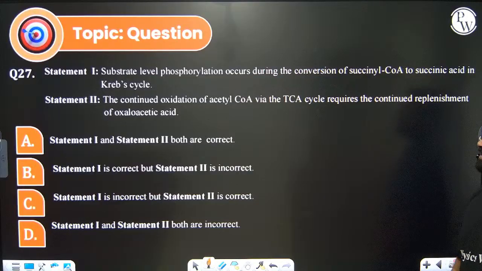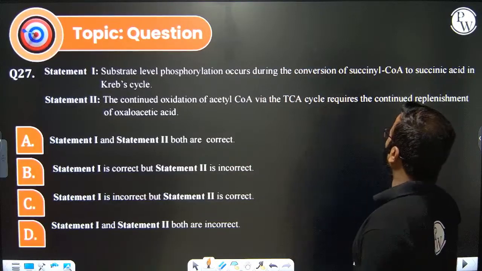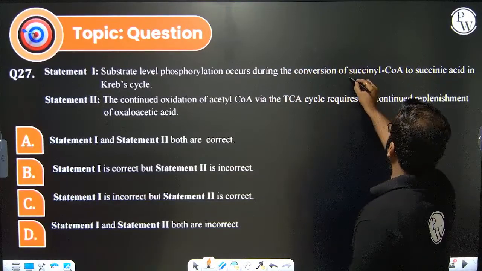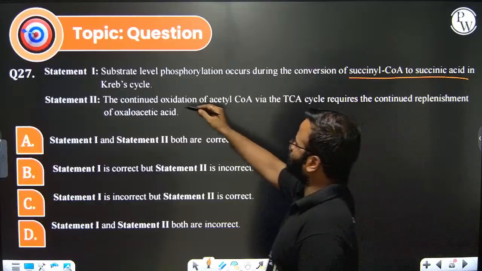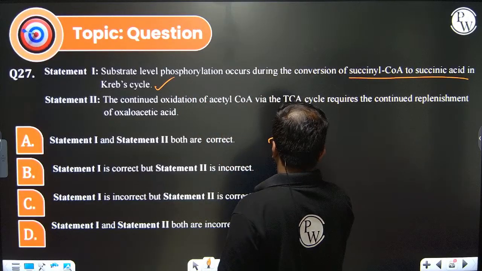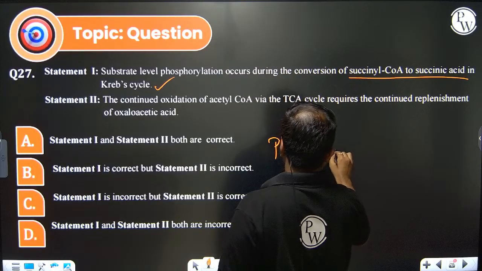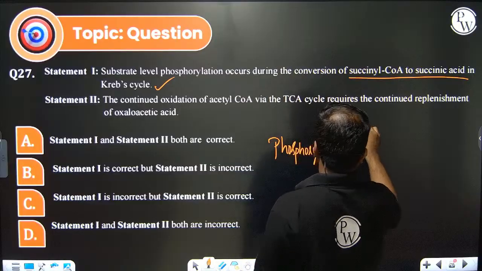Next, substrate level phosphorylation occurs during the conversion of succinyl CoA to succinic acid in Krebs cycle. Substrate level phosphorylation, that is SLP, occurs during conversion of succinyl CoA to succinic acid. Yes, which is true. Guys, as you know, phosphorylation is of three types. What are they?